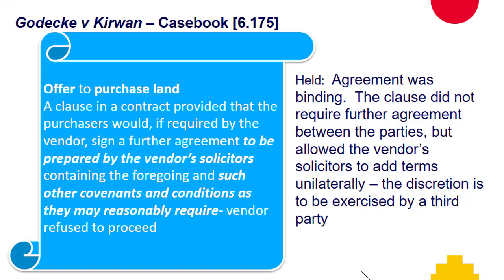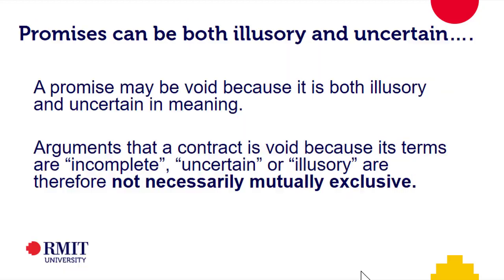So remember here, it's the vendor who was refusing to proceed, and arguing that they shouldn't proceed because they effectively had unfettered discretion. And the court says, well, no, you don't actually. What you have is a third party who has the ability to turn this into a formal agreement. Note, a promise can be both illusory and uncertain, and we've spoken about that a couple of times.